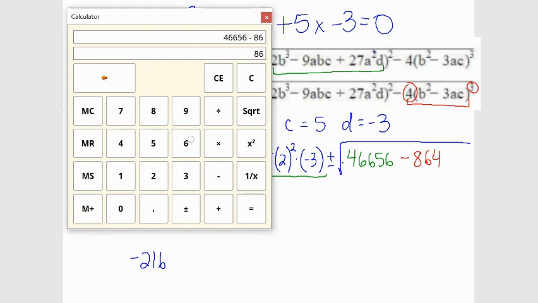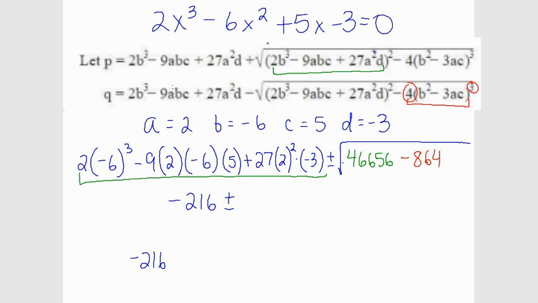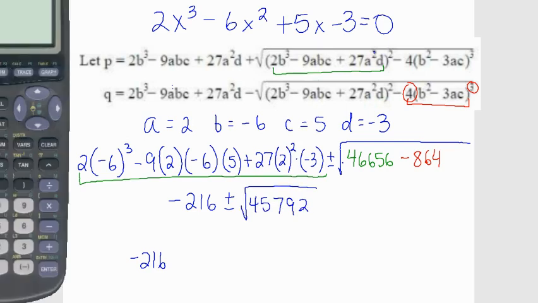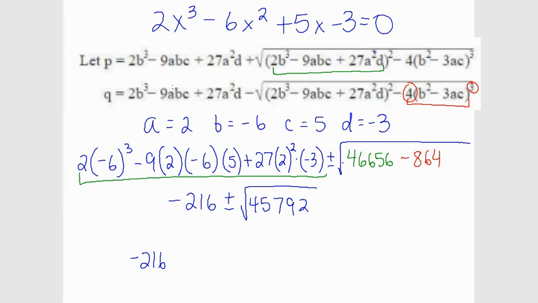46,656 minus 864 is 45,792. Square root of 45,792. So let's go ahead and see if we can work this out just using simplifying radicals.